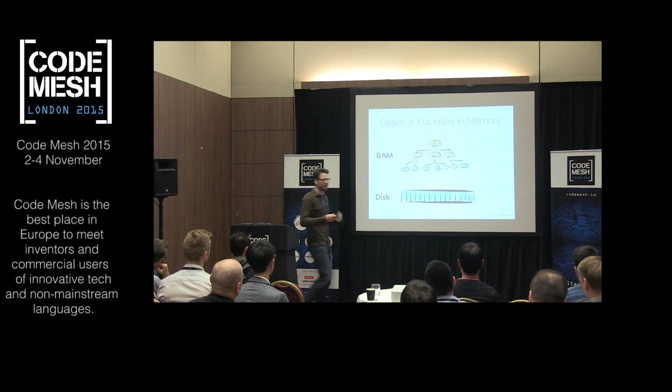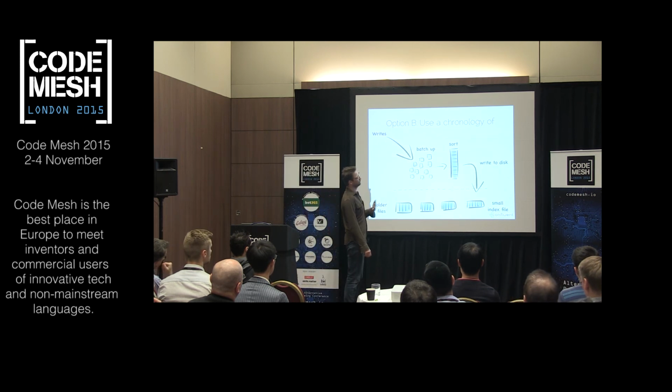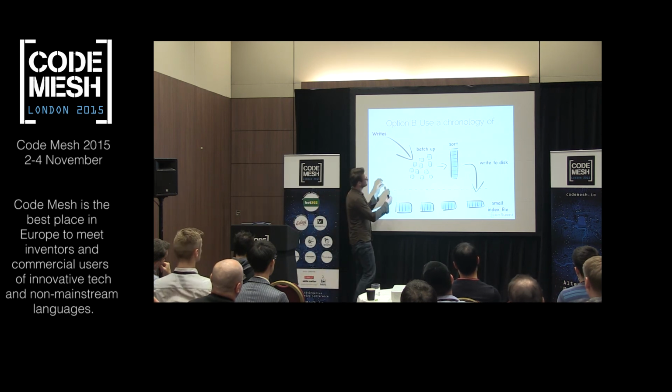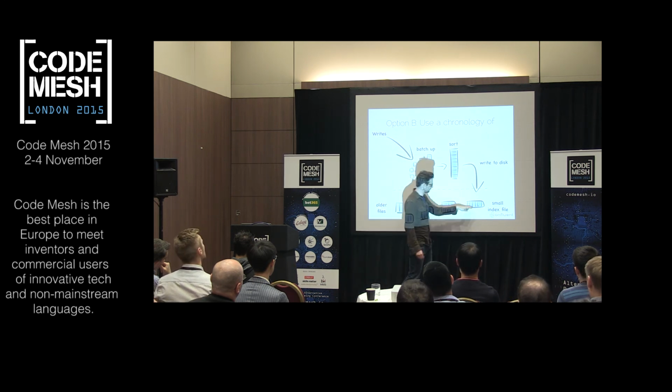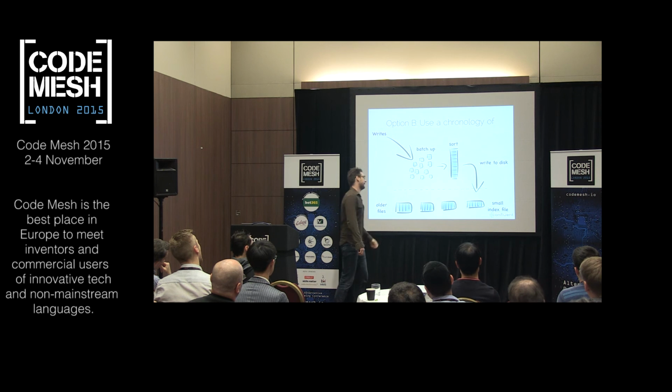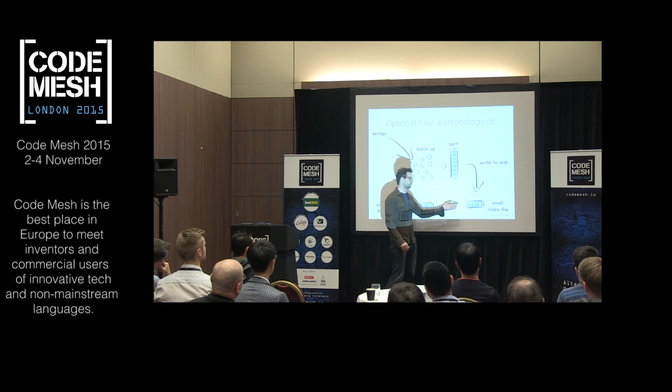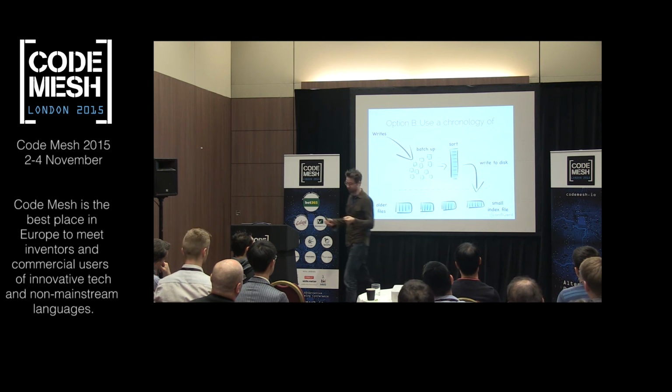There's another way of reframing this problem so that we can get more efficiency, which is quite interesting. In this approach, we take our writes and batch them up, then we sort them, and then we write them out to a little index file. Typically, this little index file will just be a sorted array of key value pairs.